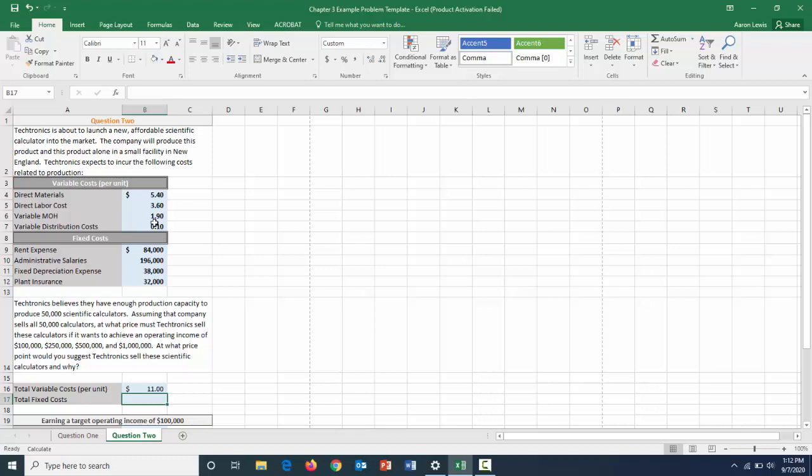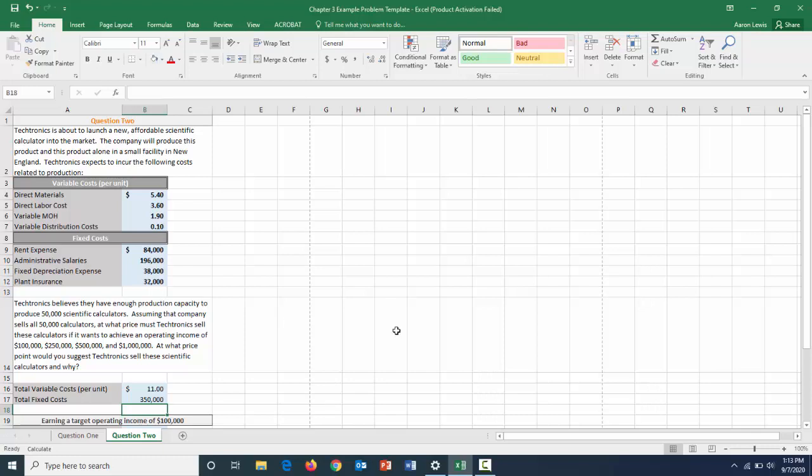Tektronix has fixed costs. They're going to pay $84,000 in rent. They're going to pay $196,000 in administrative salaries. They're going to pay $38,000 in fixed depreciation expense, so they must be using straight line depreciation or double declining or something like that. And they have $32,000 in plant insurance they have to pay. So their total fixed cost is going to be equal to the sum of those four numbers. And we see that Tektronix has $350,000 in fixed costs that they have to pay.